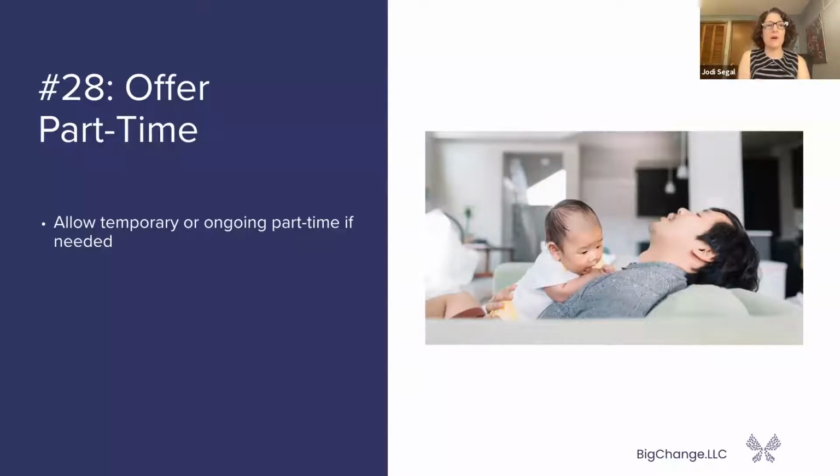Number 28, offer part-time. Having a new baby at home is really hard, and those with fewer resources may have an especially tough time. You can ease this transition and retain staff by allowing them to ease back into work or to continue part-time.